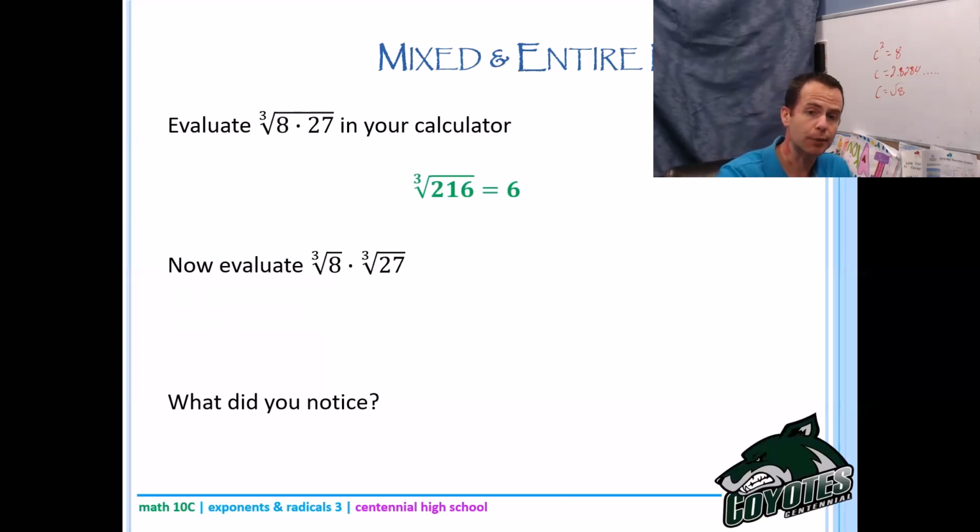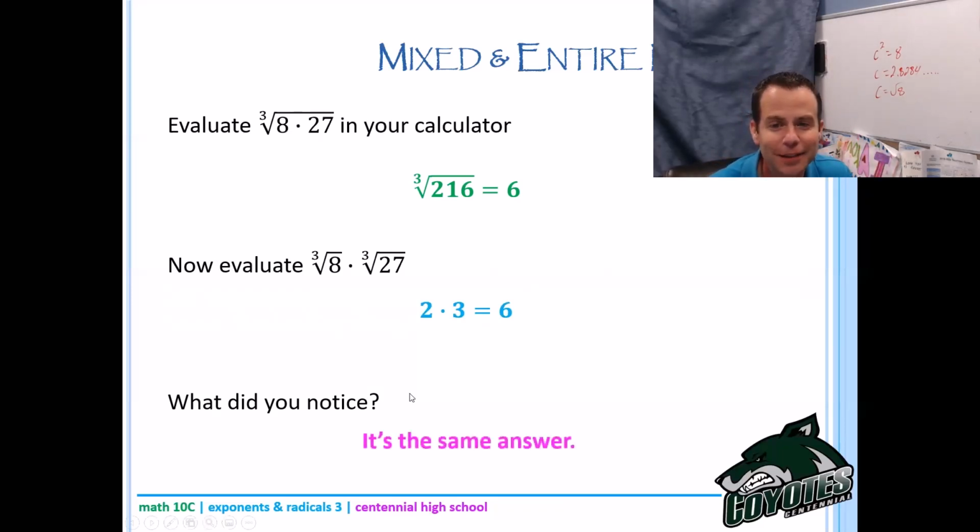Now we're going to evaluate the cube root of 8 times the cube root of 27. The cube root of 8 is 2, and the cube root of 27 is 3, and that's super exciting. Are you excited? I'm excited. 2 times 3 is 6. What do you notice? They're the same.